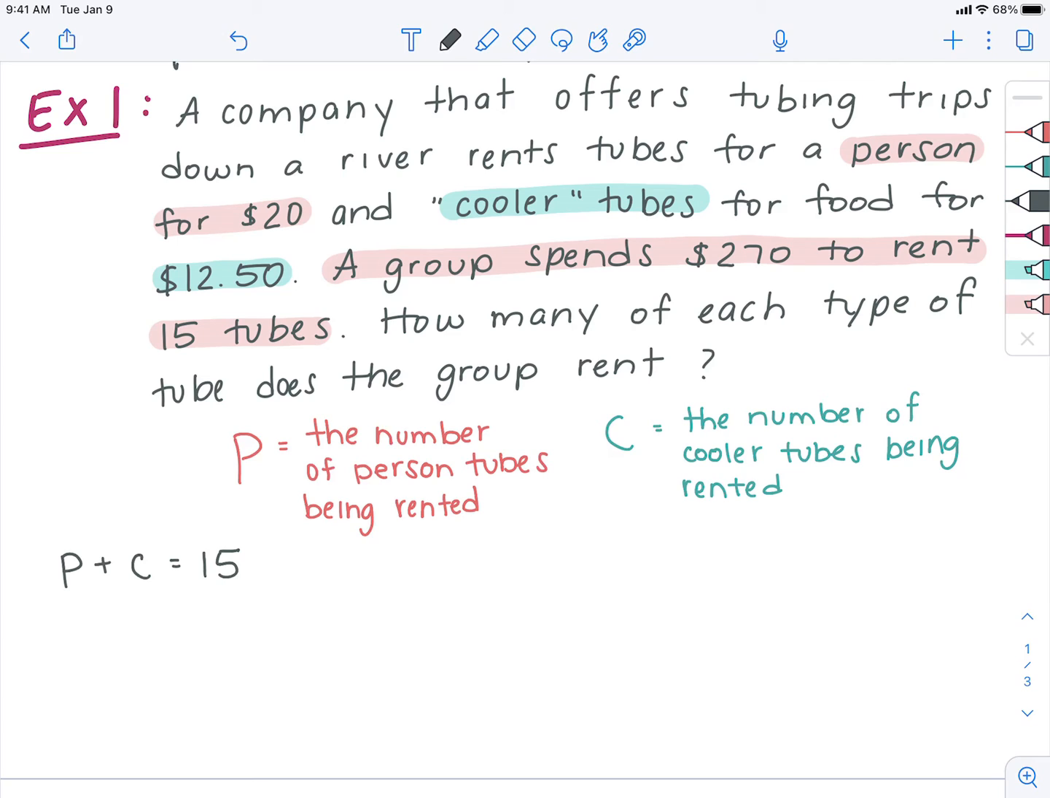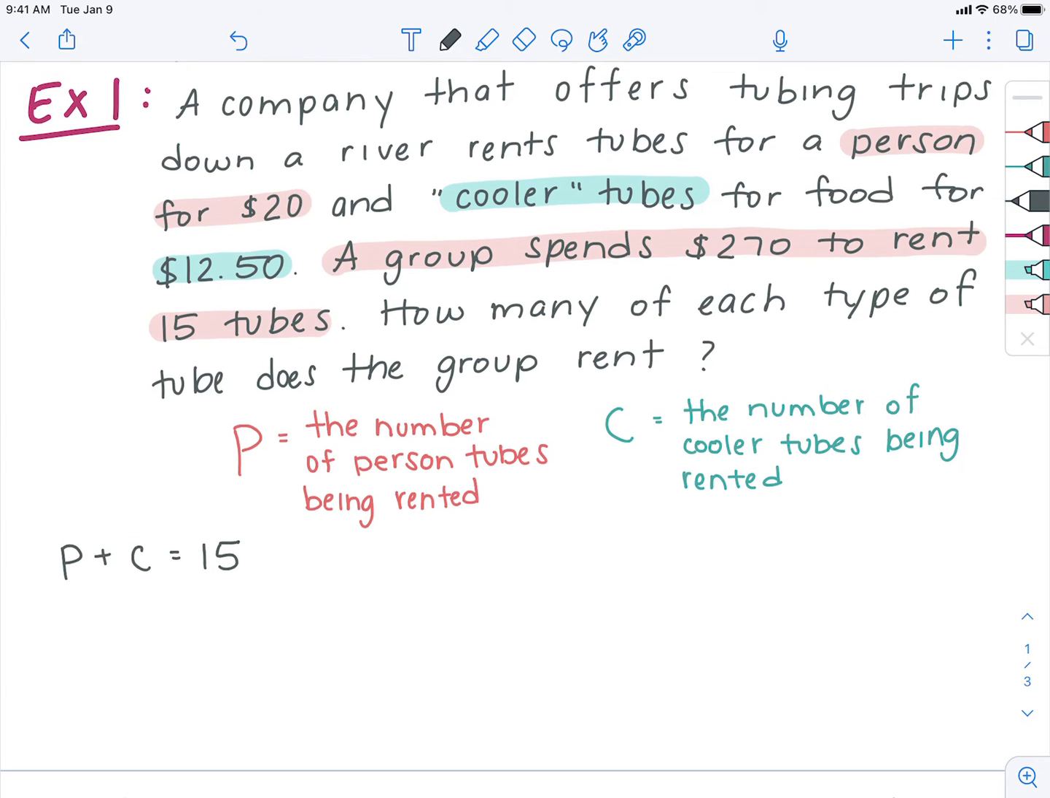But then they also told me that they spent $270. So for every person tube that they bought, it cost them $20. So that tells me that 20 times P would give me the total cost for my total number of person tubes, plus 1250 C, because that would be my total cost of cooler tubes, equals the total amount that they spent, that $270.